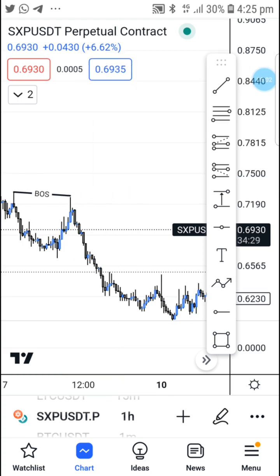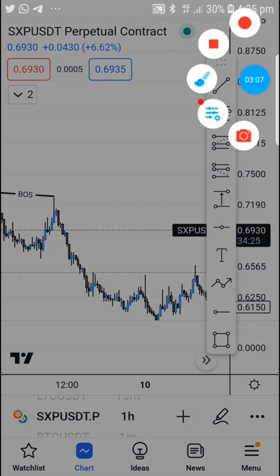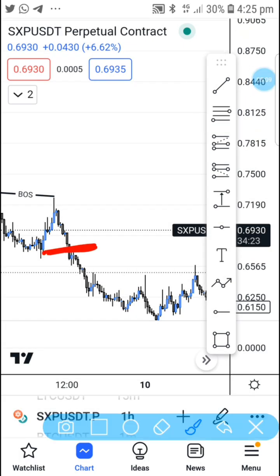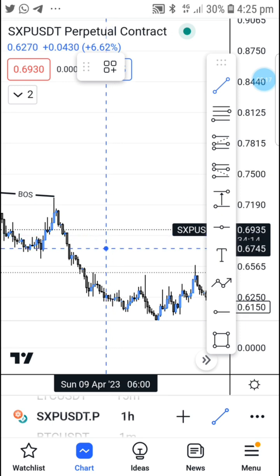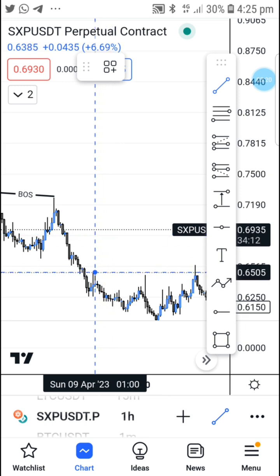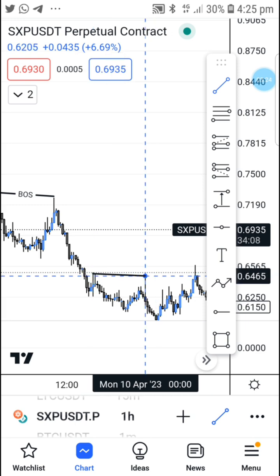BOS, break of structure. Okay, let's see if it actually broke. Yes, it broke the previous support, that is the previous one. And it went down. So that's another break of structure around this point. Another break of structure around this point.